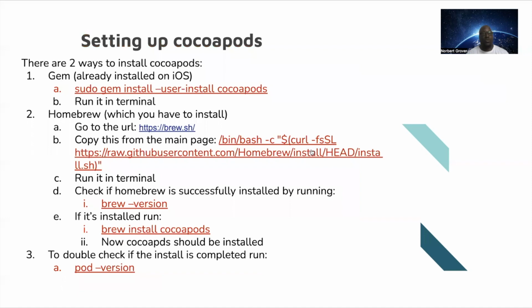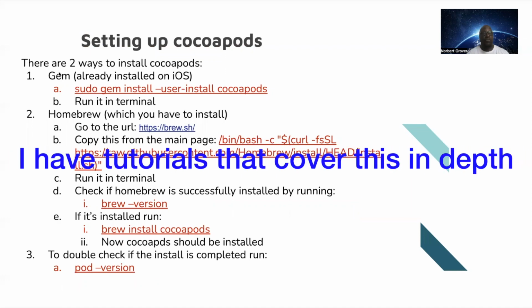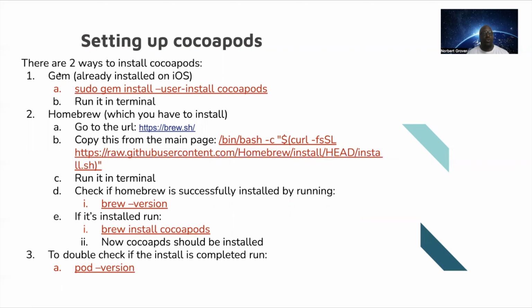Now, there are two ways you can install it. You can use Gem as a dependency manager, and you can use Homebrew as your dependency manager. Gem is already installed on your system. So all you have to do is sudo gem install --user-install cocoapods. And when I say user, it's dash dash user dash install cocoapods. Again, Word is not showing the double dashes.